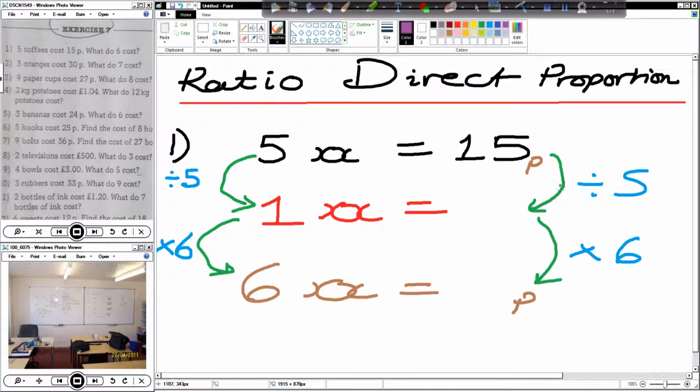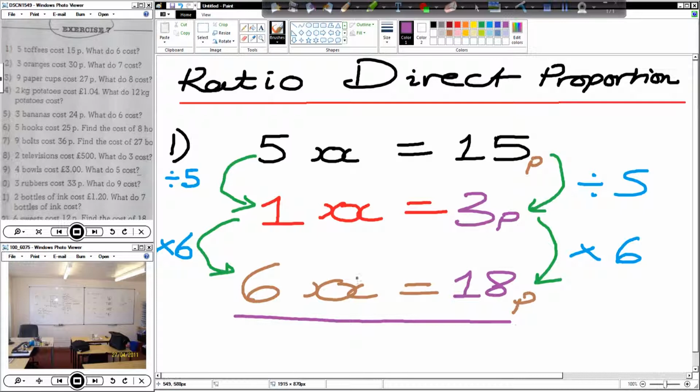15 divided by 5 is 3p. Are we happy with that, Ali? Yeah. If you're not, just say so, okay? We'll go 3. And 3p times 6 is 18. 18p. So that's the answer. And also, if we had added these as a second method, if we did 5 and 1, that would have given us 6, and 15 and 3 would have given us 18. That's also how we could have done it.